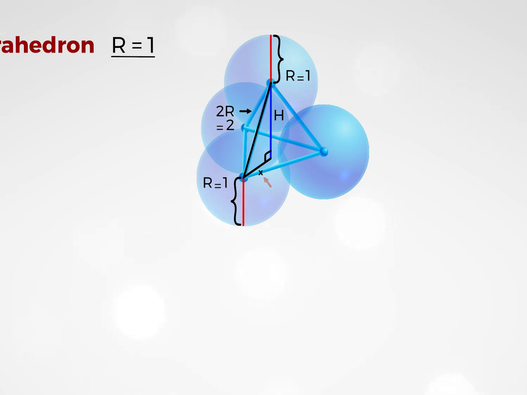Now to find the value of x, what I'm going to do is I'm going to take this triangle that is representing the base of that tetrahedron, and I'll draw it over here. So here we go.